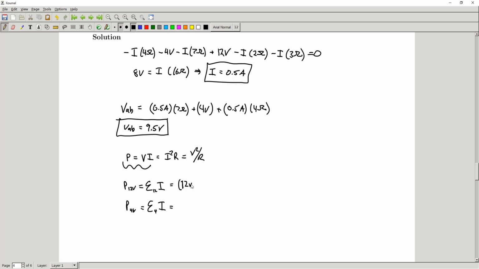This will be 12 volts times 0.5 amps. Multiply that out, we get 6 watts. This one's going to be 4 volts times 0.5 amps. But we have to be careful. I almost made a mistake there. We have to be careful because of the direction of the current flow.